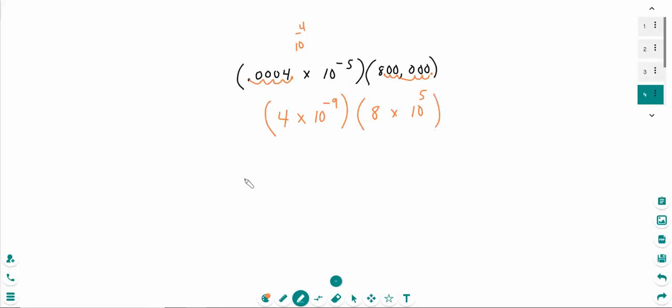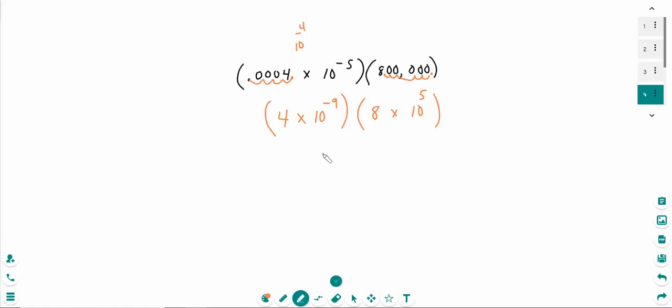Okay? All right. So if you didn't get this, make sure you understand what you did wrong in your work so that you don't make the same mistakes. Actually, this is probably the trickiest part right here. It's just writing it in scientific notation.